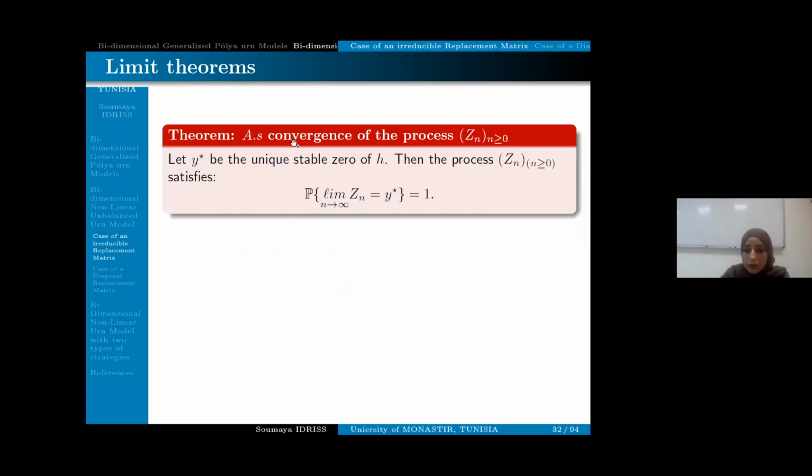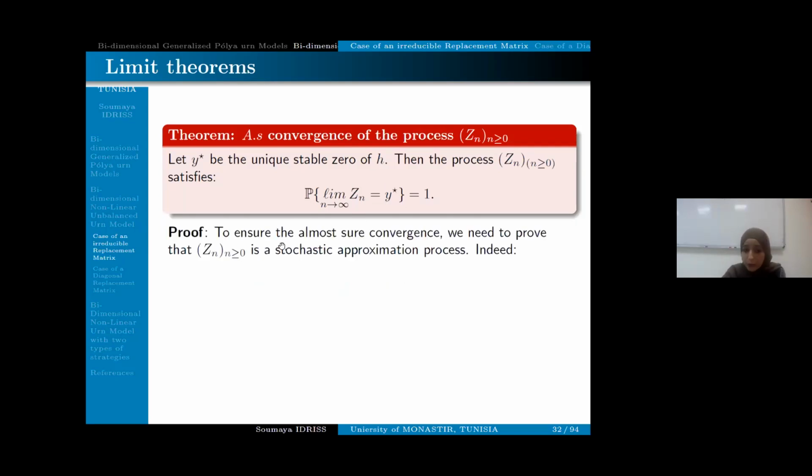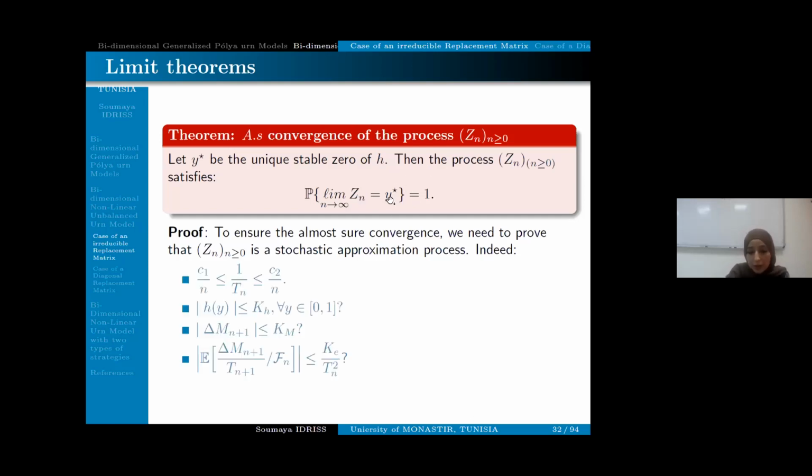As we said earlier, the process Zn converges almost surely to a stable zero. And in this case, we have a unique stable zero. Hence, we have almost sure convergence of the process Zn towards that exact zero. For the proof, if we want to prove that Zn converges almost surely to y star, we only need to prove that these four bounds hold.